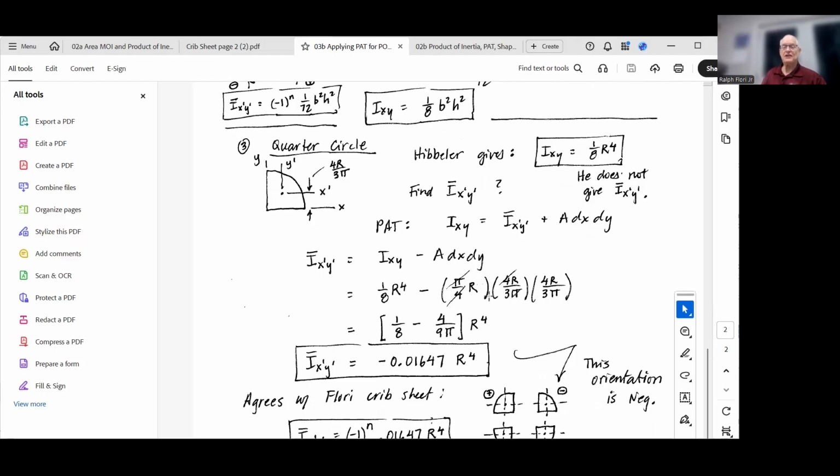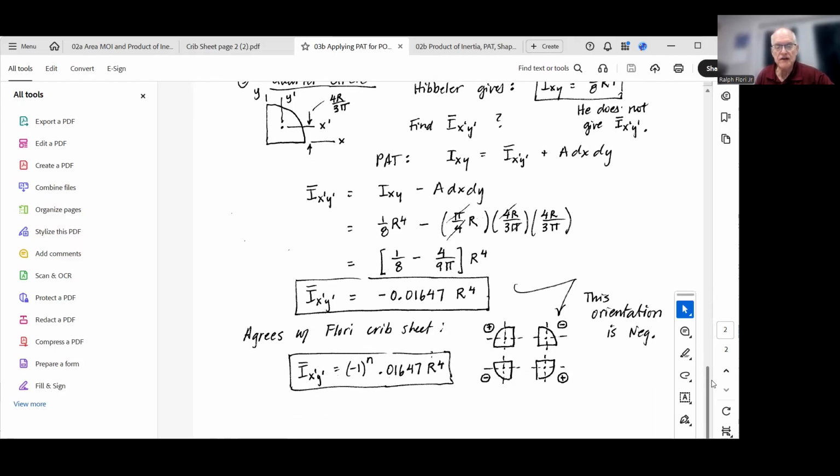He doesn't give that to you. He just gives you the IXY. And so if you look at my crib sheet, I basically gave you the 4 different orientations of a quarter circle. A quarter circle at this orientation has a negative sign. If it was mirror imaged around the Y, it would have a positive sign, and so forth. So you have to pay attention to the orientation of the quarter circle.